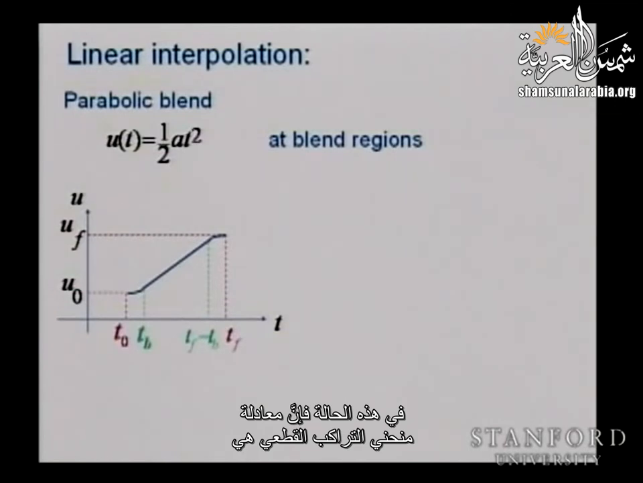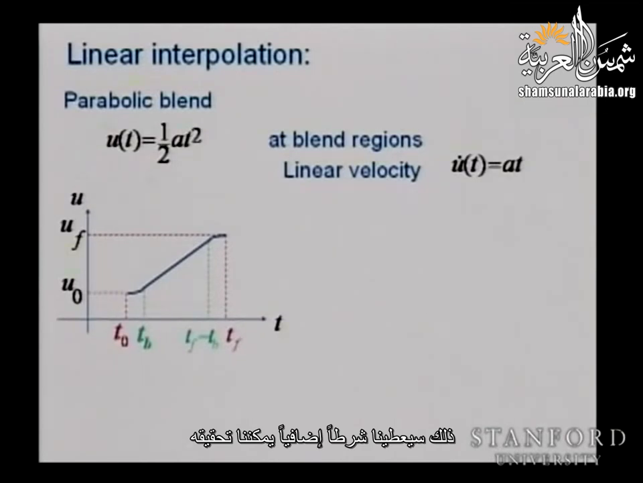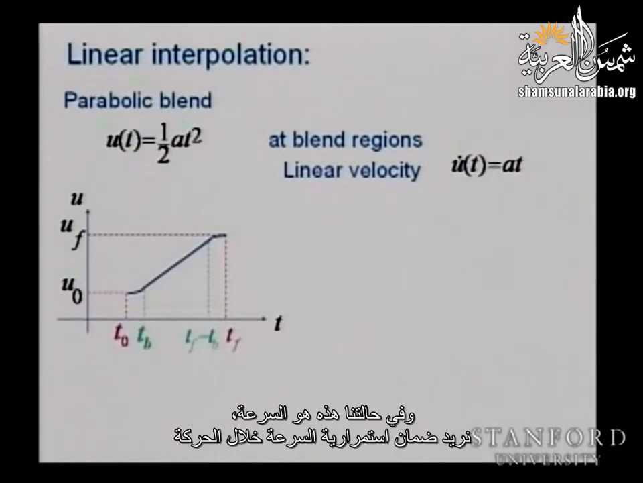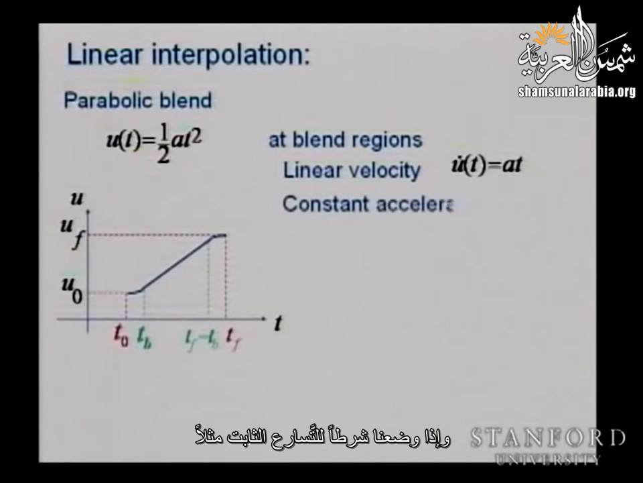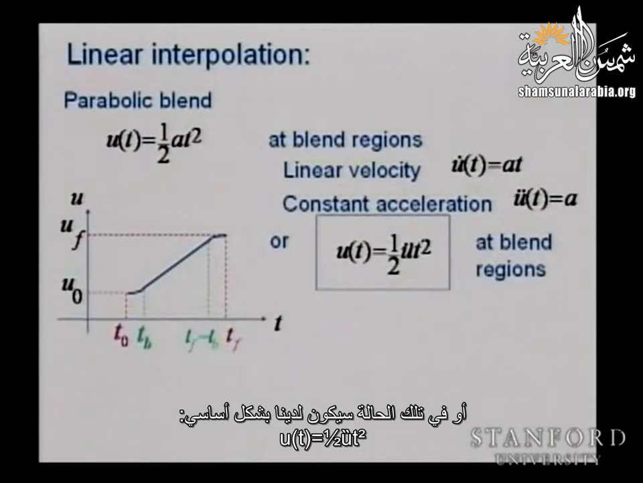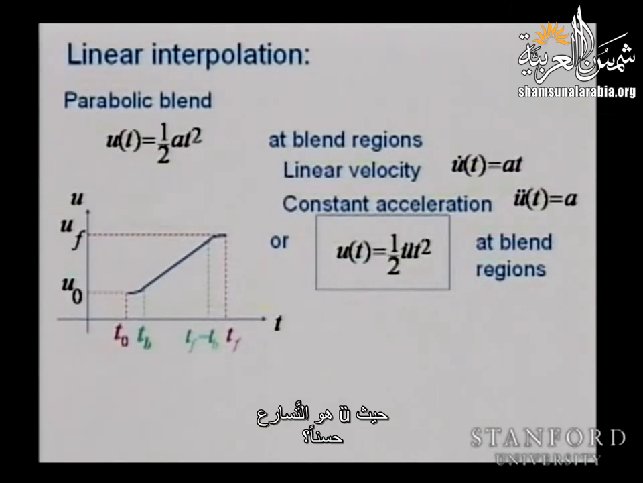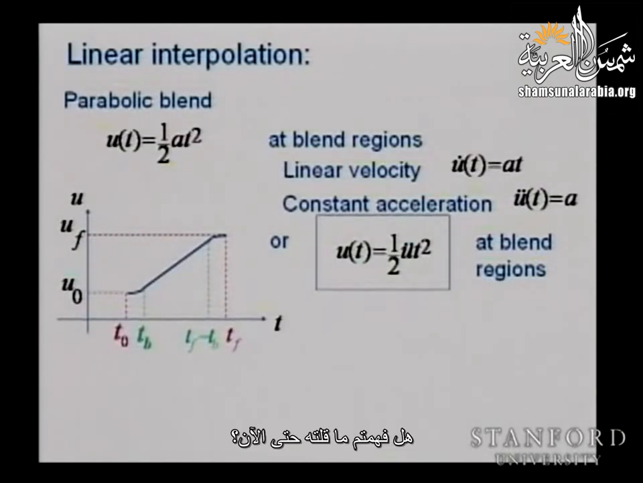In this case, the equation for the parabolic blend itself is u of t equals 1 half a t squared. So we have one parameter, which is a, and we want to introduce some conditions for this parameter. That gives us one more condition that we can satisfy, which in our case is velocity. We want to make sure that the velocity is continuous throughout the motion. The velocity here is simply a times t, and if we put a condition for a constant acceleration, for example, then that will give us that value a. Basically we'll have u of t equals 1 half u double dot t squared, where u double dot is the acceleration. And that acceleration, we'll see in a moment how we can determine for continuous motion. So, following so far?